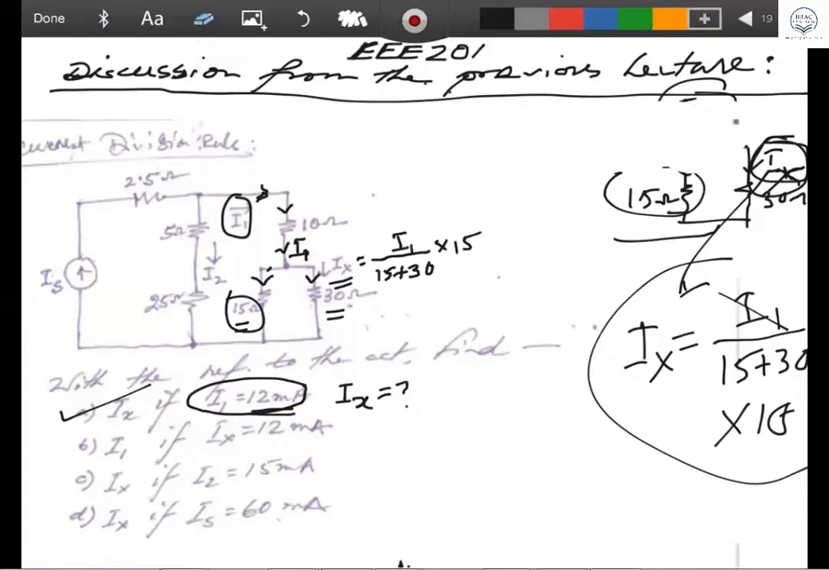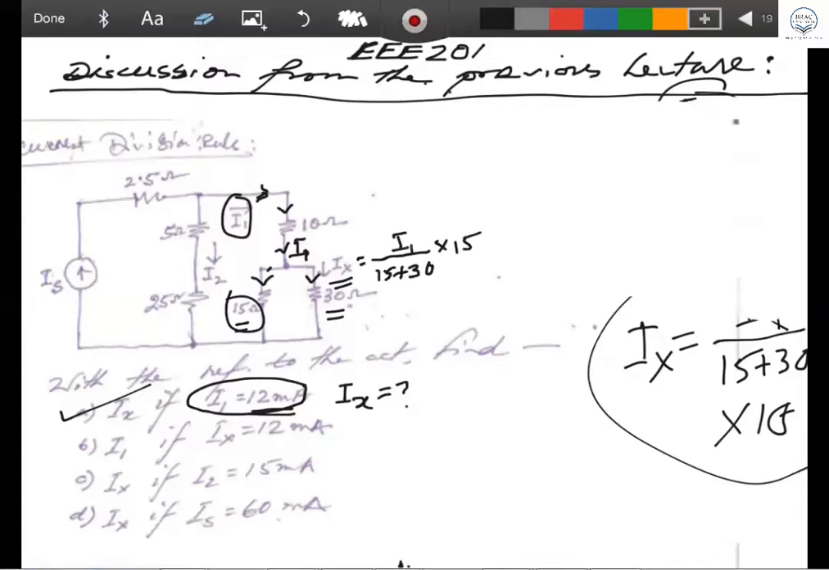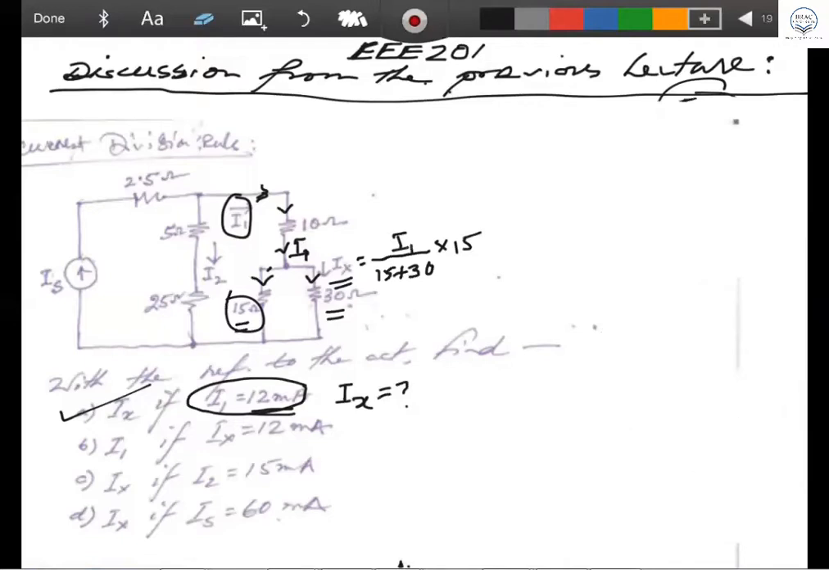The final equation comes like Ix equal to, this is what I'm talking about. So this is the equation. You can have the equation for this.